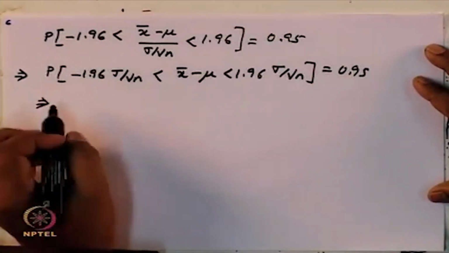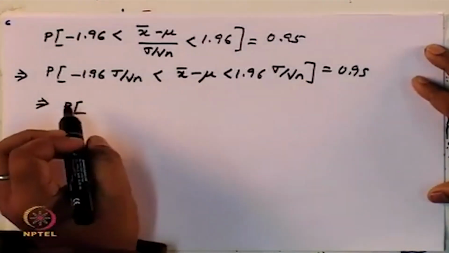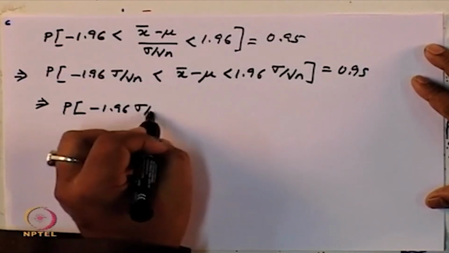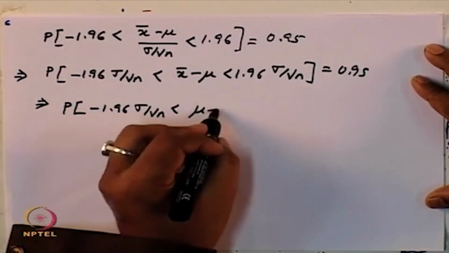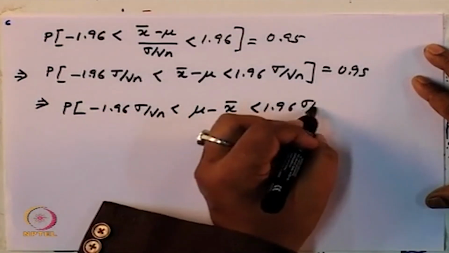I can again simplify it by multiplying by a negative sign. So, I can write minus 1.96 sigma by root n less than mu minus x bar less than 1.96 sigma by root n.